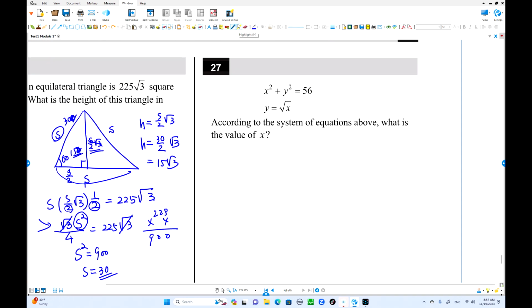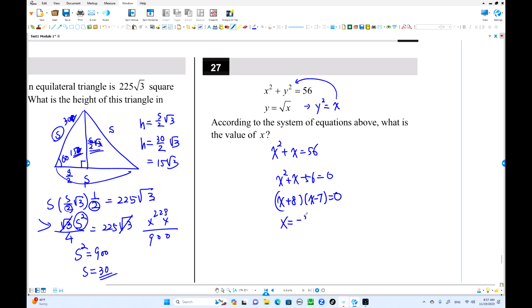Okay, we're gonna try number 27. X squared plus y squared is 56, and y equals square root x. So over here, we can say y squared equals x. Replace over here. So x squared plus x equals 56. X squared plus x minus 56 equals 0. Okay, you can factor, right? So x plus 8, x minus 7 equals 0. So we have two values of x. X equals negative 8, x equals 7.